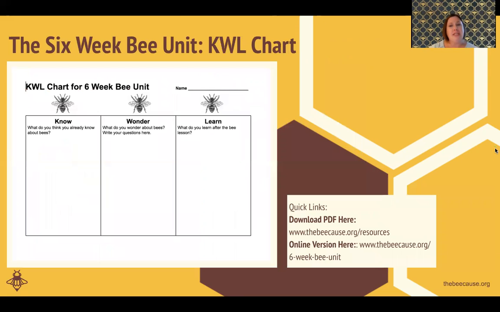We've also included a KWL chart. I would use this at the beginning and the end so that you can get that growth of knowledge documented with your students. You could keep this small, or you could blow it up and make a big one for your class to put all their ideas down together.